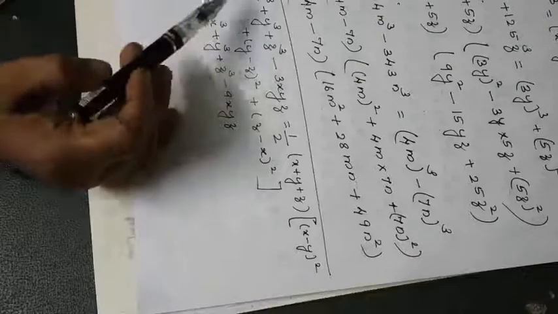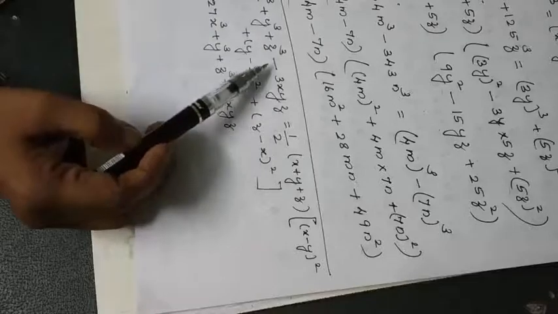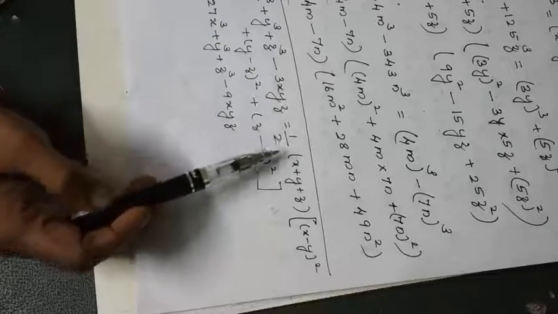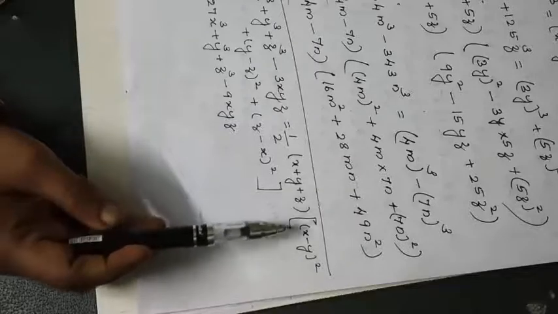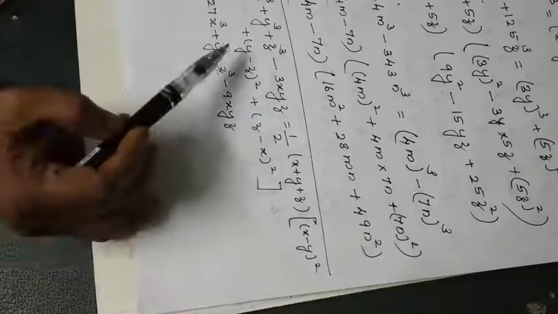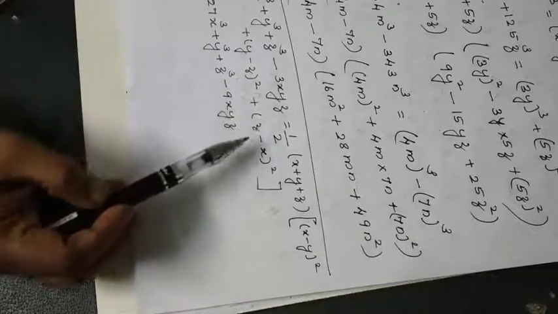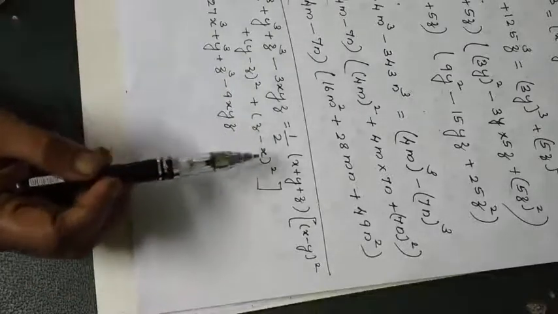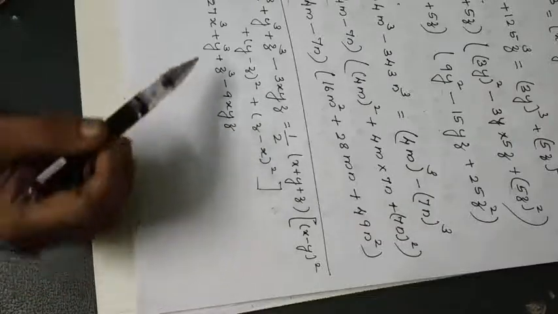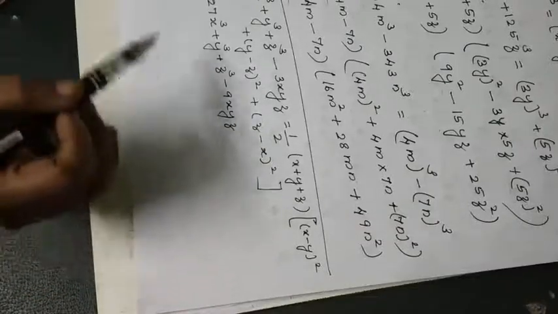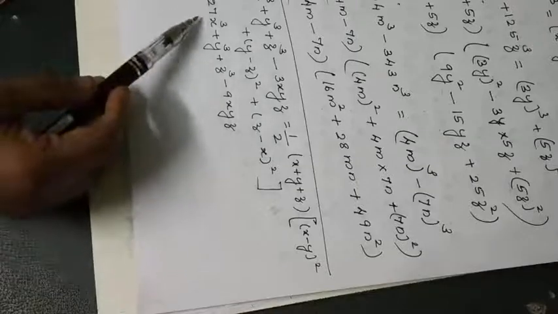Then get this formula: x cube plus y cube plus z cube minus 3xyz is equal to half of x plus y plus z into x minus y the whole square, y minus z the whole square, z minus x the whole square. That verification we are not doing, just learn this formula and do the 11th question according to that one. So look at this one.